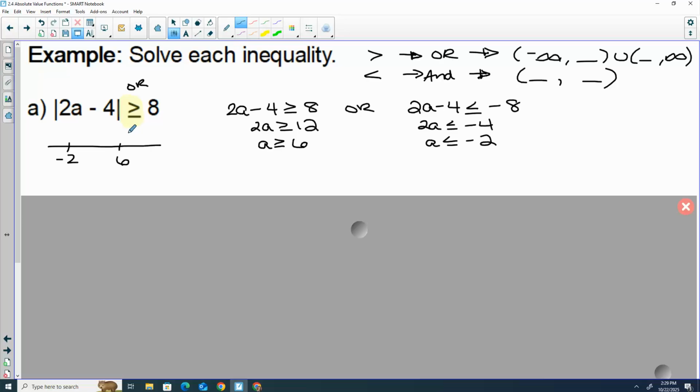Greater than or equal to 6 is everything starting at 6 and going up. Less than or equal to -2 is everything from -2 down. So my interval is -infinity to -2. It gets a bracket because of the equal to. Union bracket 6 to infinity.